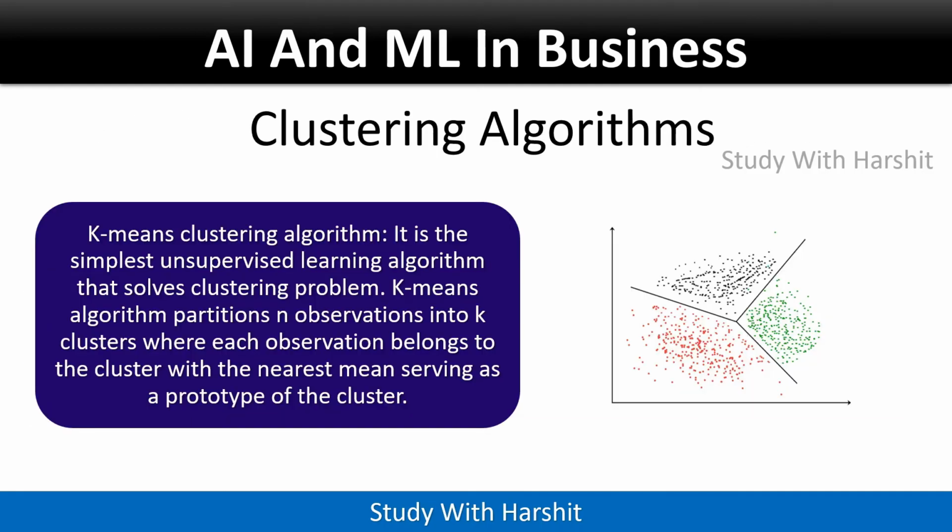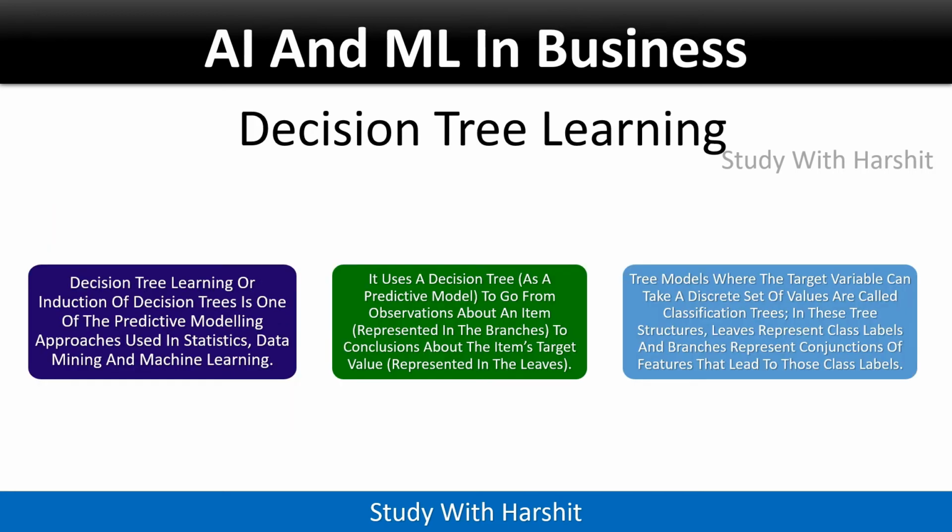Clustering algorithm: K-means clustering algorithm. It is the simplest unsupervised learning algorithm that solves the clustering problem. The K-means algorithm partitions observations into K clusters, where each observation belongs to the cluster with the nearest mean, served as the prototype of the cluster. Here is the diagram.